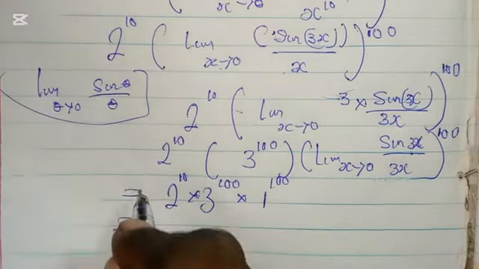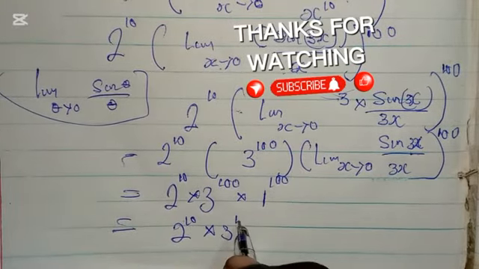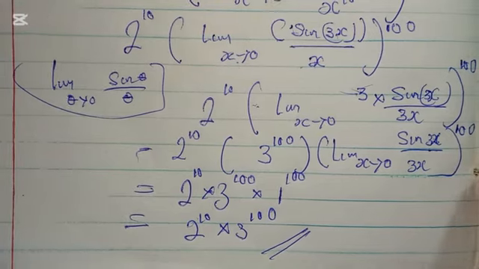So our final answer is 2 raised to the power of 10 multiplied by 3 raised to the power of 100. So you can punch this in your calculator, but I know that the number is big.